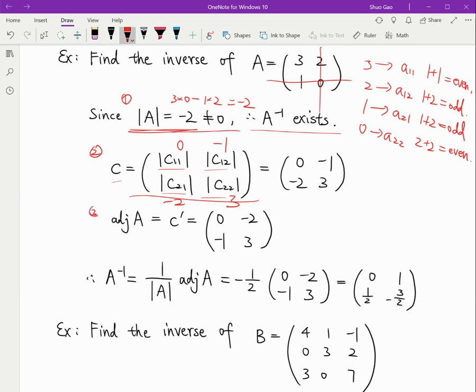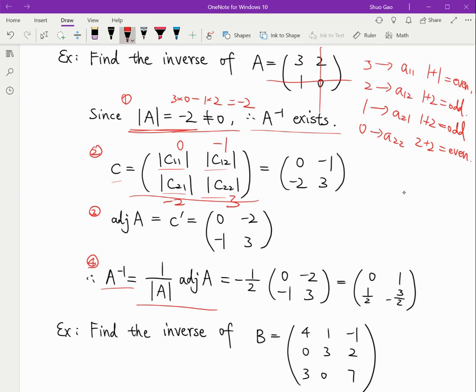So step 3, we just need to take the transpose of the matrix C to find the adjoint of A. Right, so this should be 0, minus 2, minus 1, and 3. Right? And the fourth step, the last step, we calculate the inverse of A by using this equation, the adjoint A divided by the determinant of A. So the adjoint of A is 0, minus 2, minus 1, 3, right?